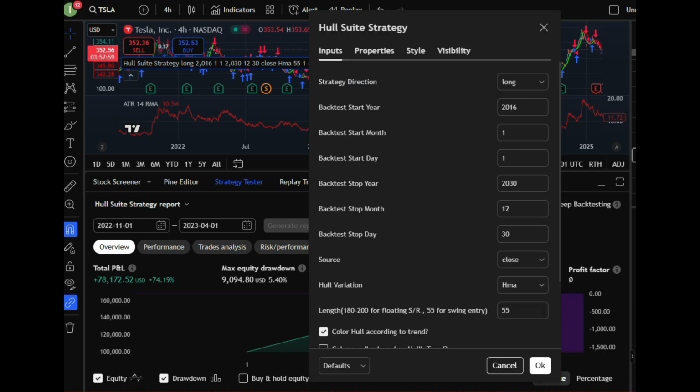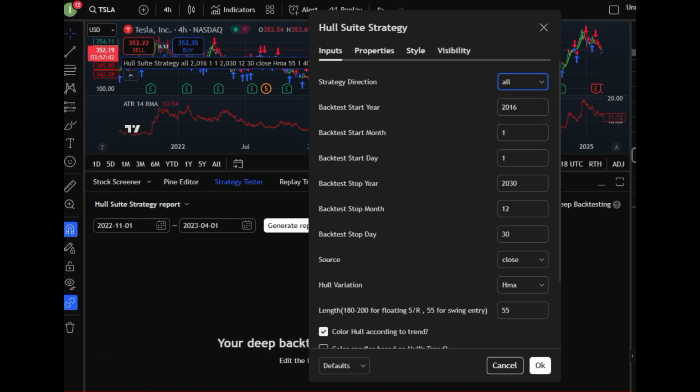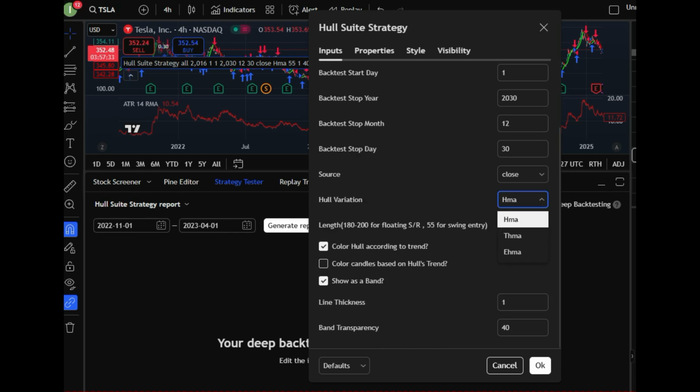Here we have a strategy direction long. So this is the long. I can check to see what happens with long and short. Then I can see various Hull variations for the Hull indicator: HMA, THMA, EHMA, etc. And I can test every single number and see the test.